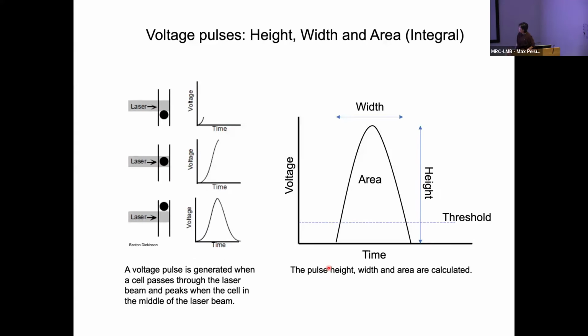So this is how the voltage pulse is measured. When your cells enter the laser, the pulse rises and reaches the peak when the cell is fully immersed in the laser beam, and returns to the baseline once the cell exits the laser beam. The whole area, width, and height are measured.